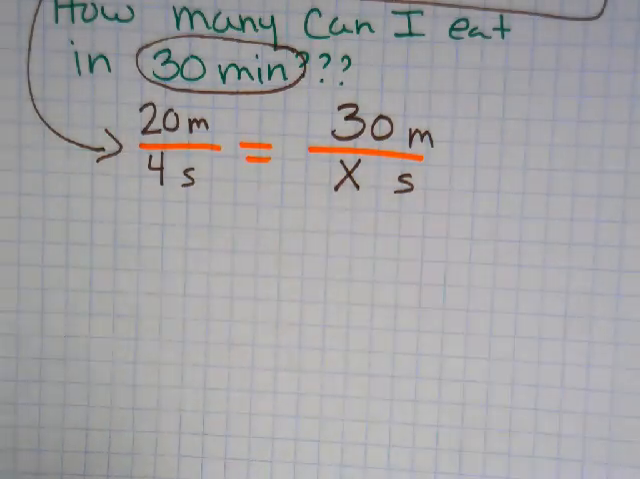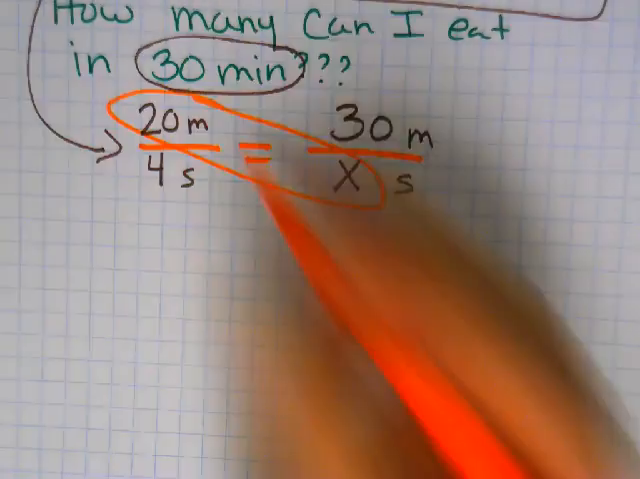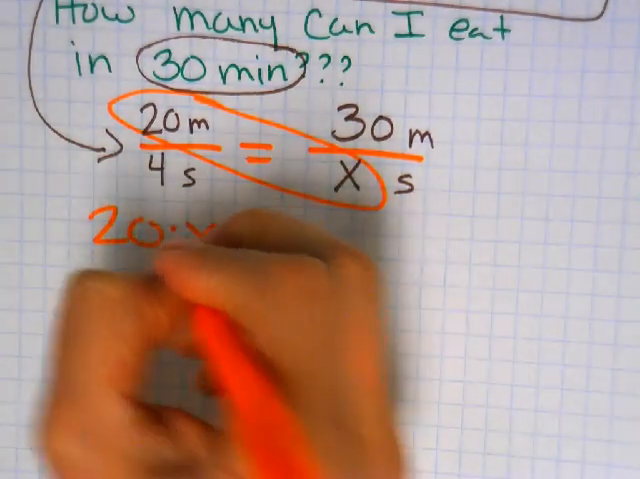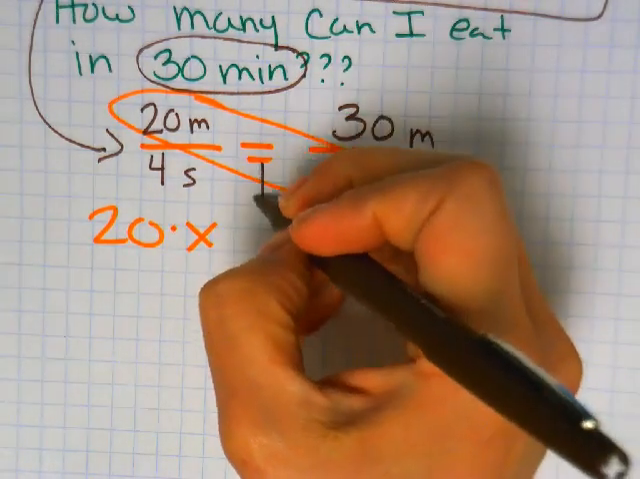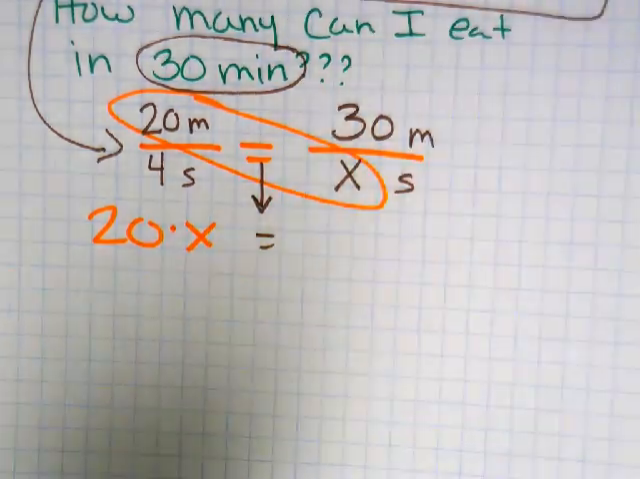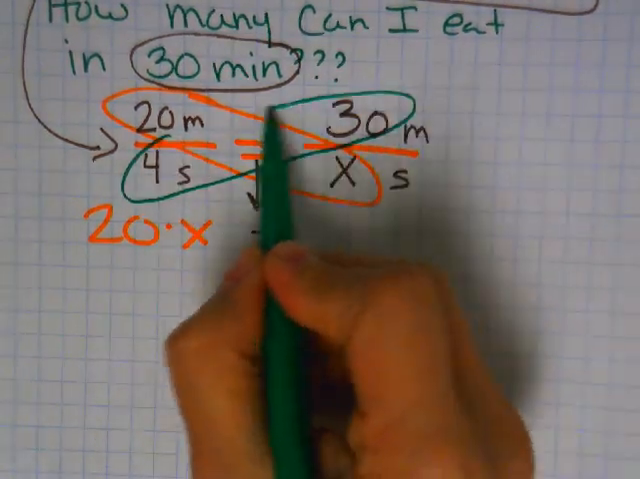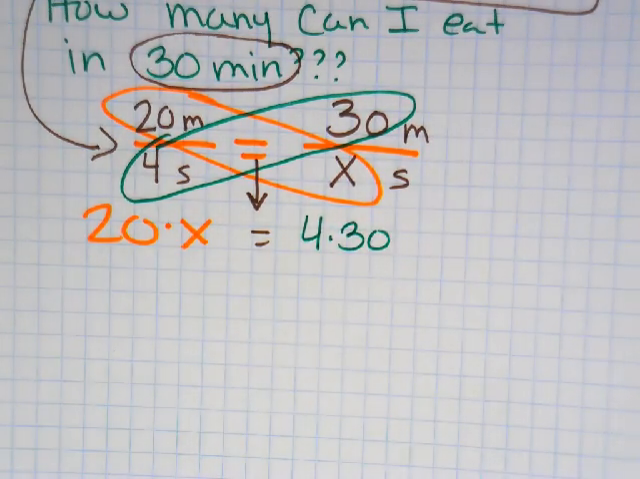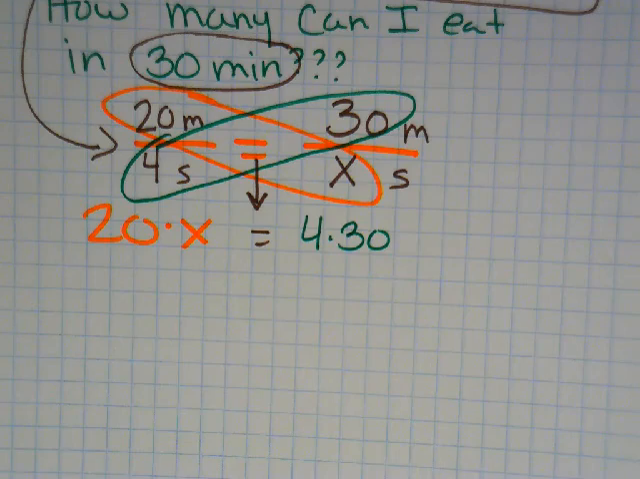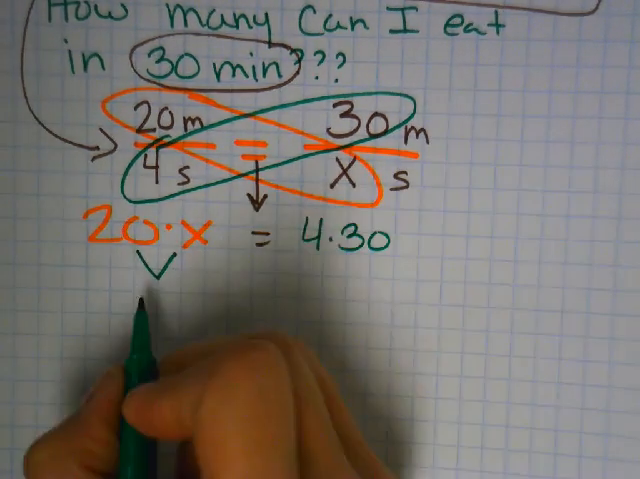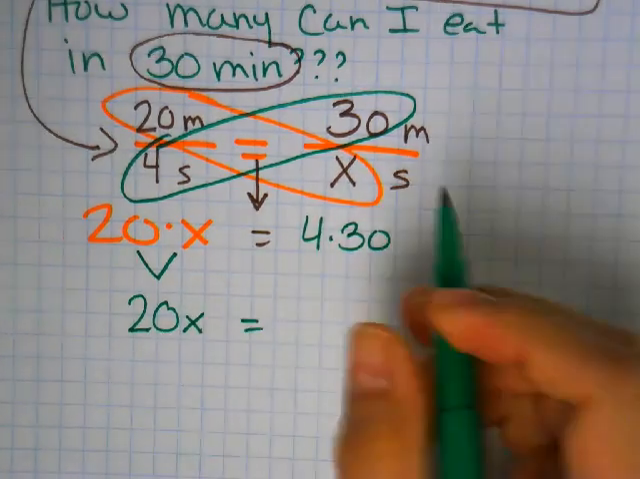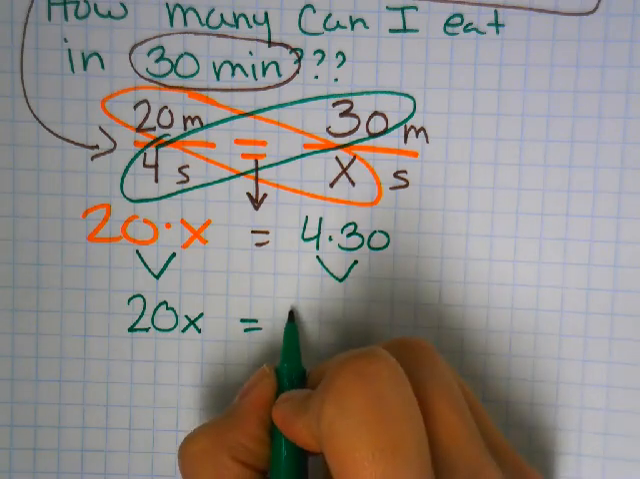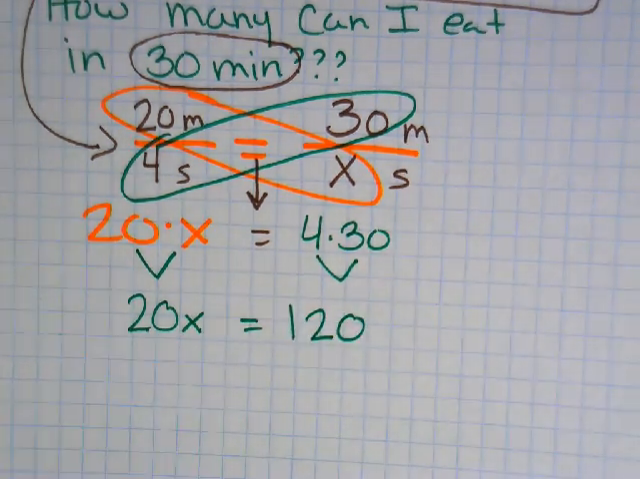Now let's use the butterfly method. What's in that circle? 20x. And what's in my second circle? No, 4 times 30. All right, 20 times x? 20x. 20x equals 4 times 30. 120. All right. Now what?